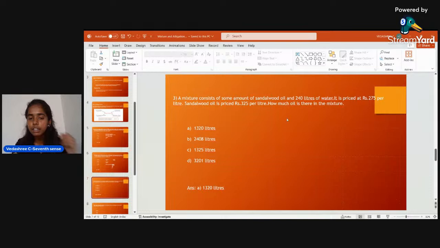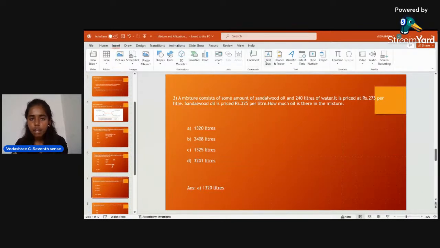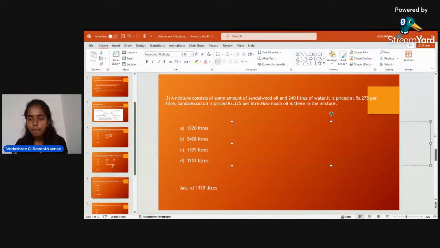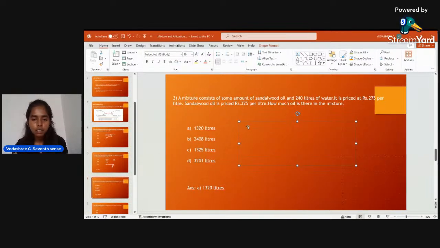So here we need to calculate how much quantity of oil is there in this mixture. To calculate this, first we need to consider which is the cheaper quantity and which is the dearer quantity, that is, the costlier quantity. Here, if water is given and the cheaper quantity is not mentioned, we always consider water as the cheaper quantity.